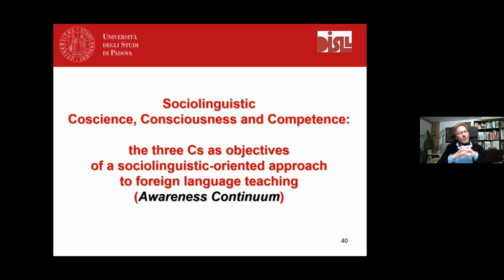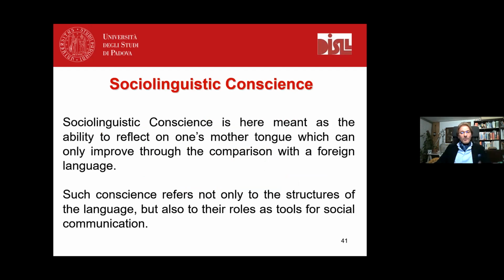I tried to elaborate a theory about what it means to teach a language with a sociolinguistically oriented approach, and in order to do this, I singled out three levels of awareness. The first one, I called it conscious. Sociolinguistic consciousness is here meant as the ability to reflect on one's mother tongue, which can only improve through the comparison with a foreign language.